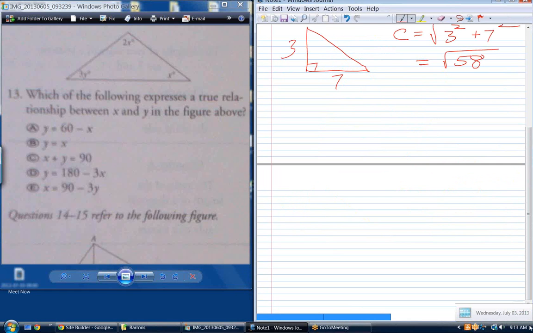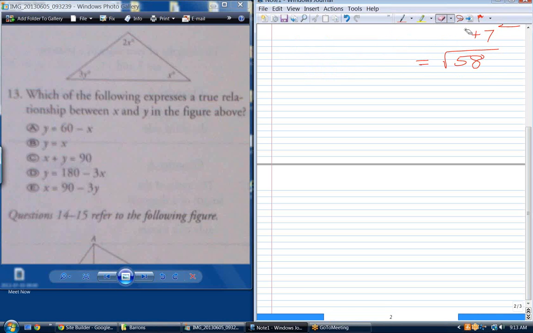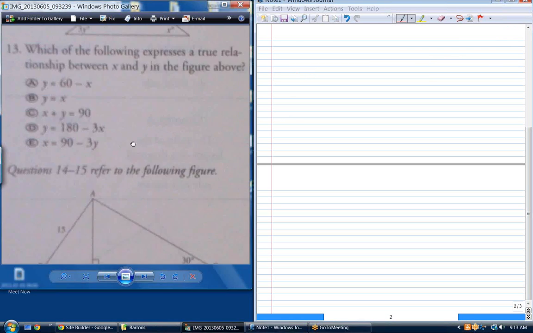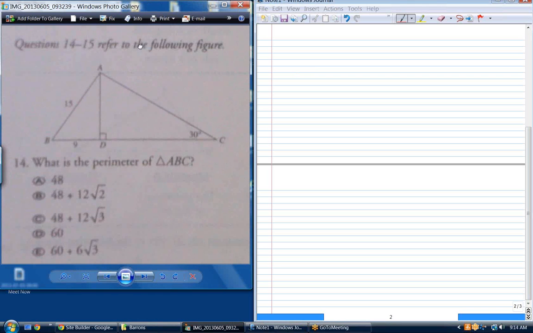Okay, which of the following expresses a true relationship between x and y? This is 3y, 2x, and x. It would be 180 minus 3x equals y. Okay, it's easy enough.